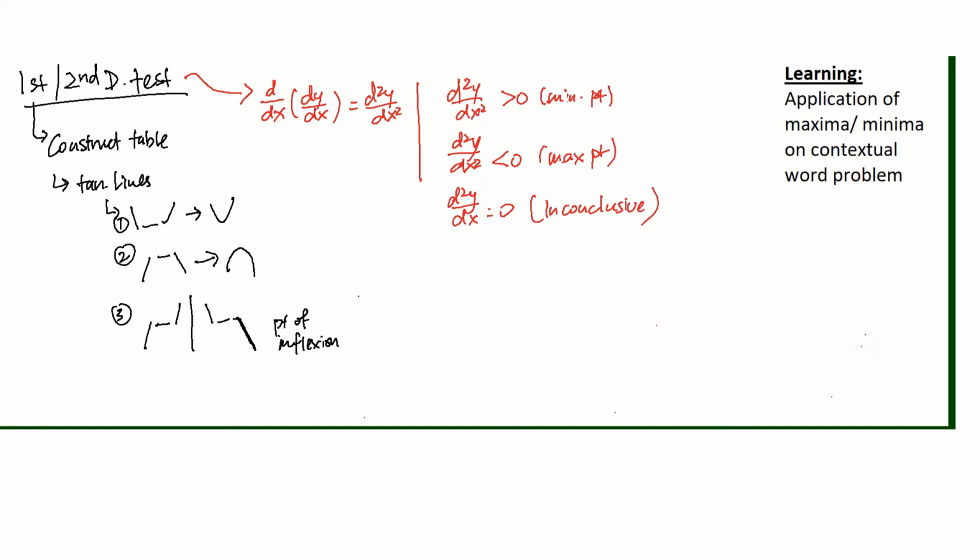That's what makes this second derivative test sucky. Okay, the limitation of it is if it equals 0, there's nothing you can do about it, but we got to go back to the first derivative test.